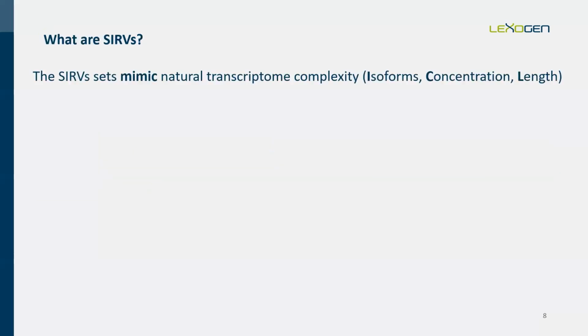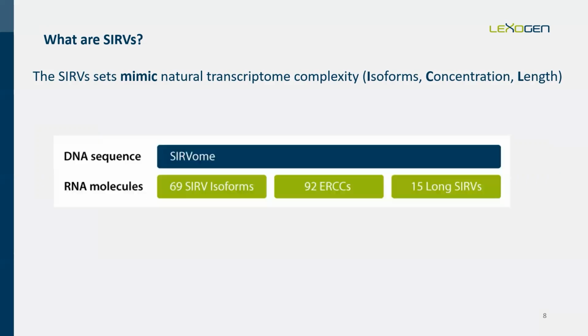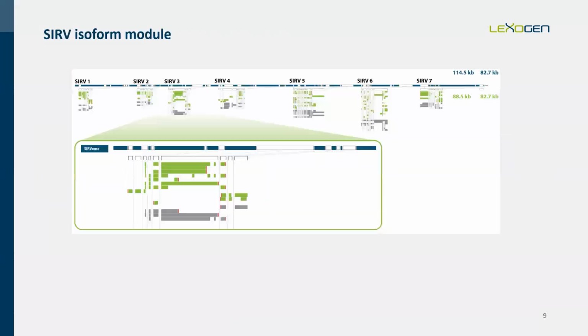Transcriptome has high complexity with large concentration differences and contains several RNA classes with specific properties. SERVs were designed as a family of modules where each module mimics a specific aspect of natural transcriptome complexity. SERV isoform module probes transcription and splicing variants. ERCC addresses concentration dynamics, and Long SERVs mimics length complexity.